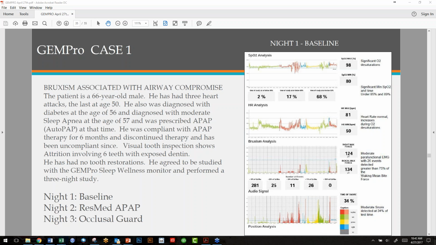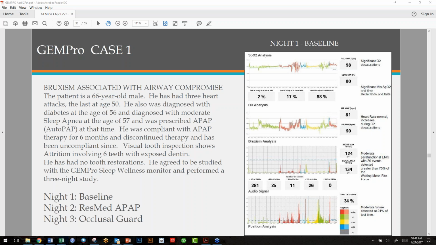His low SaO2 was 80, which is pretty low, and he has 68% below 92. That tells me he's got a low baseline, and we know that about him, so we confirmed what we knew. 17% below 89. Okay, that's significant. And 2% below 85. In my mind, if you have any time in that middle box, he has 17%, that's a high risk of having sleep apnea, very high risk.